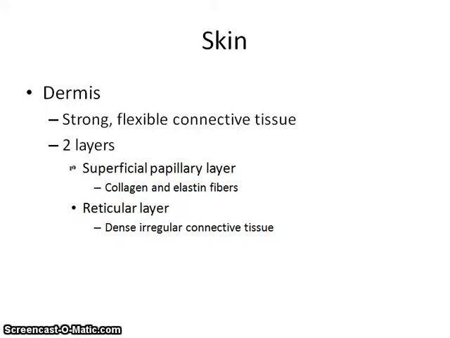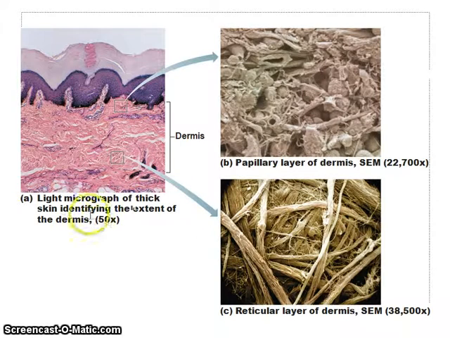Let's take a look here. We've got a micrograph here. The very top is the epidermis, and then this pinker color is the dermis. Towards the top we have the papillary layer, and you can see how this looks almost kind of squishy. It's bendable and flexible. The reticular layer, it looks like a big ball of twine. So it's not very flexible, it's very, very firm and stiff.